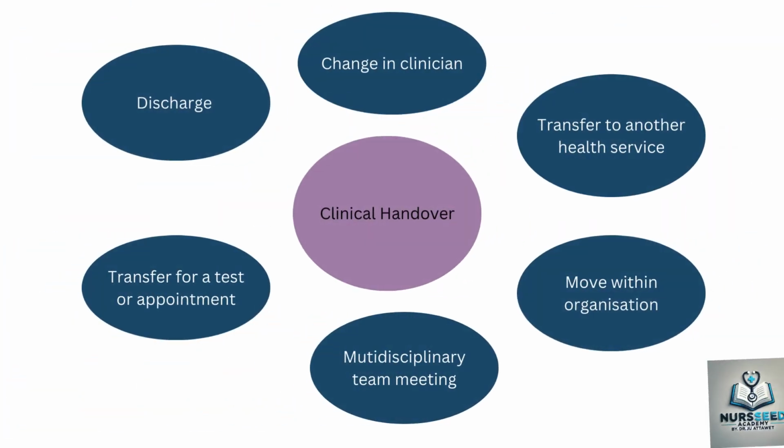When to implement a clinical handover. 1. There is a change in clinician, for example, shift change. 2. A patient is transferred to another health service organization, for example, from hospital to an aged care home, another hospital, community nursing, or palliative care service. 3. A patient is moved within an organization, for example, to the general ward after surgery. 4. A patient's care is discussed during multidisciplinary team rounds. 5. A patient is transferred for a test or appointment. 6. A patient is discharged.